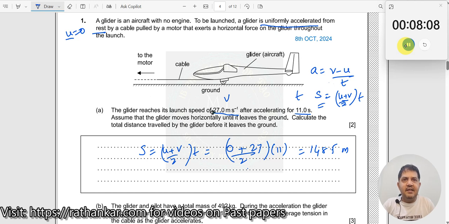Now look at this here. There are two significant figures. Here it is 4. So what should I do? I should reduce this to 2. So how do I reduce? Round this and write it as 150 meters as your final answer.